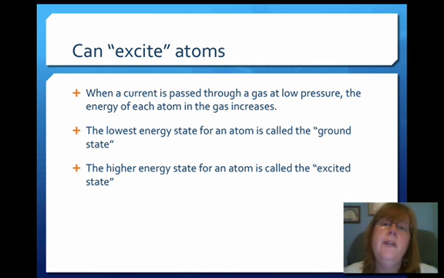Well, it turns out that you can excite atoms. What do I mean by that? Well, if you take, say, some gas at low pressure and you apply a current through it, the energy of each atom is going to go up. And that atom, when it's in that lowest state, we're going to call the ground state. But then when we add, say, an electric current or we heat that atom up, that atom is going to go to a higher energy state, leaves the ground state, and it goes into what we call an excited state.